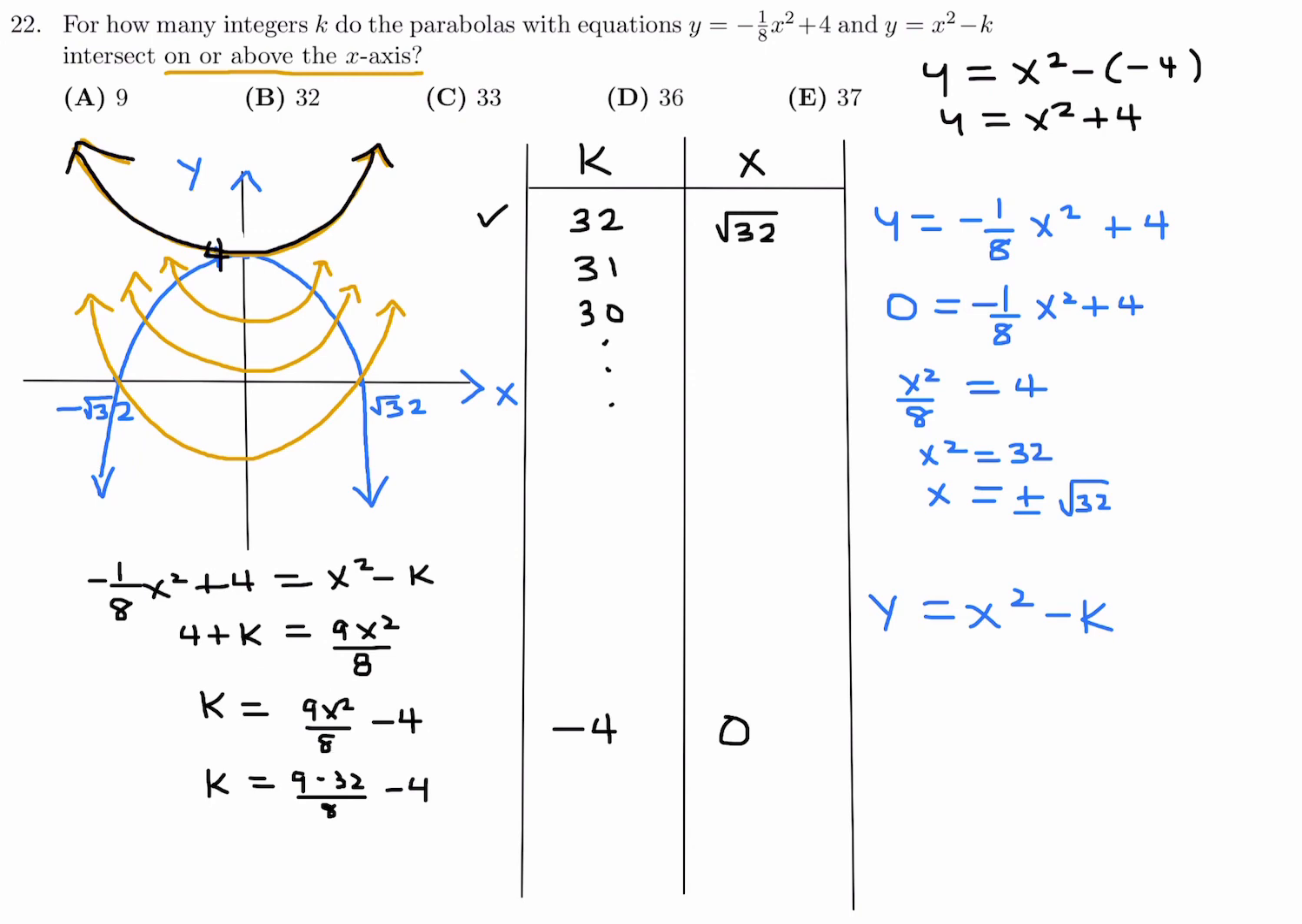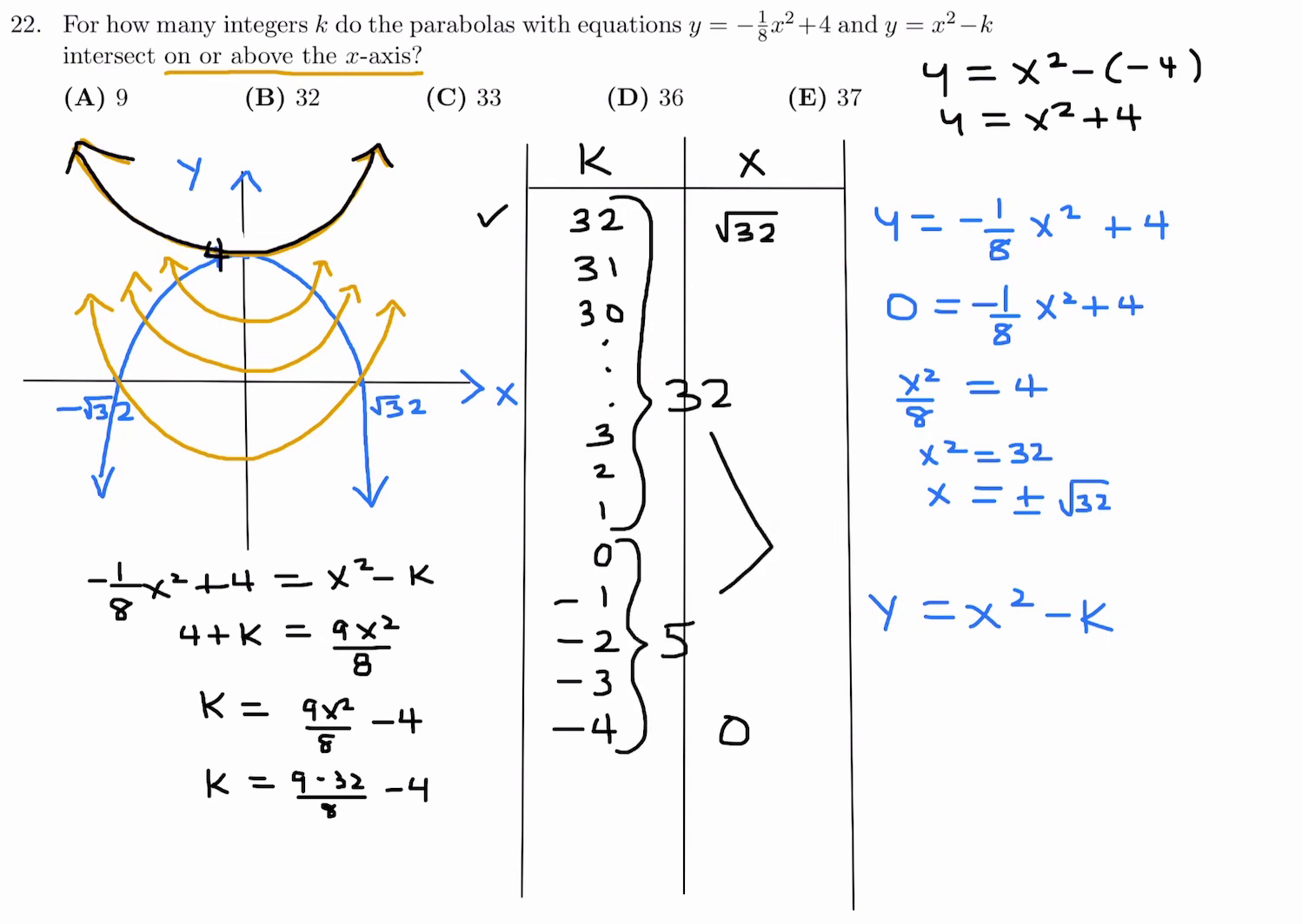And therefore, you're going to have integer values all the way from k equals 32 all the way down to k equals minus 4. So minus 3, minus 2, minus 1, 0, and then 1, 2, 3, all the way up until 32. So 1, 2, 3, all up until 32 obviously is 32. And then these guys, there's 5 of those. So we have to add 32 and 5. So there are 37 integer values for k, which allow these two equations to intersect either on or above the x-axis. So the answer, number 22, is E.